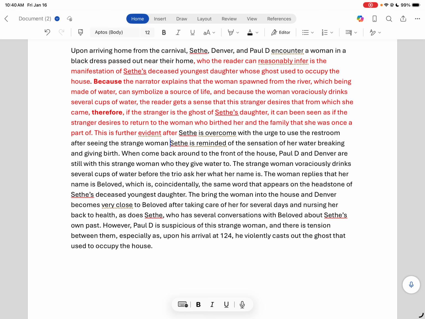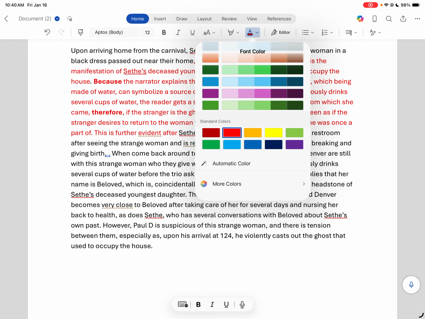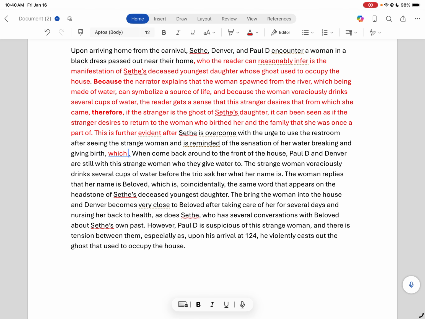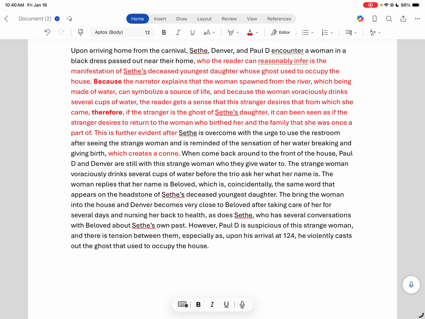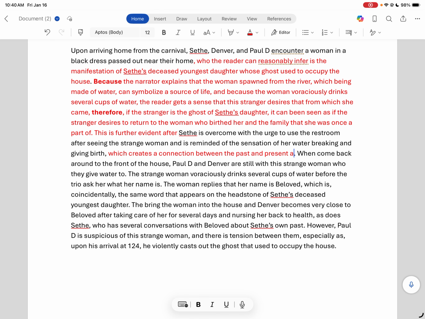So this is further evident after Sethe is overcome with the urge to use the restroom after seeing the strange woman, and is reminded of the sensation of her water breaking and giving birth. So I'm going to say, comma, and go back to my red because I'm going to provide some analysis, which creates a connection between the past and present happenings.